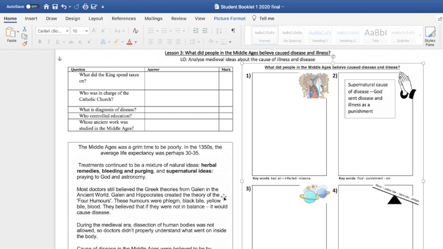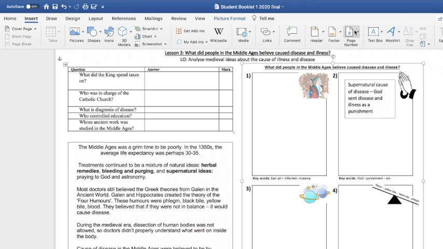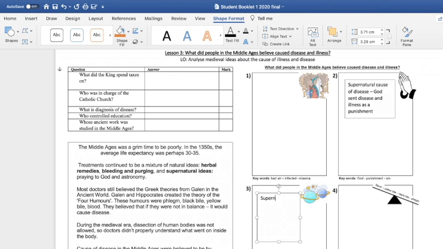The other supernatural cause of disease is over here, and it's the idea of astrology. So again, I'm going to write down that this is a supernatural cause. And the basic study of astrology was the idea that when planets have aligned in a certain way, or there are movements of planets, it affects the body in a certain way.